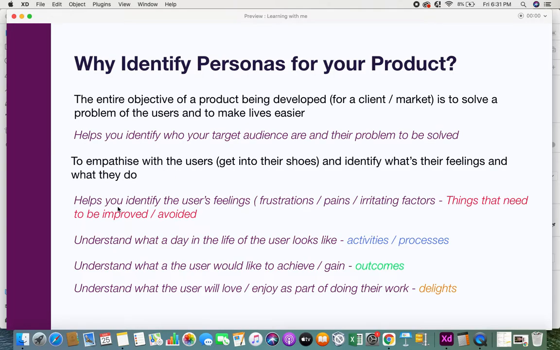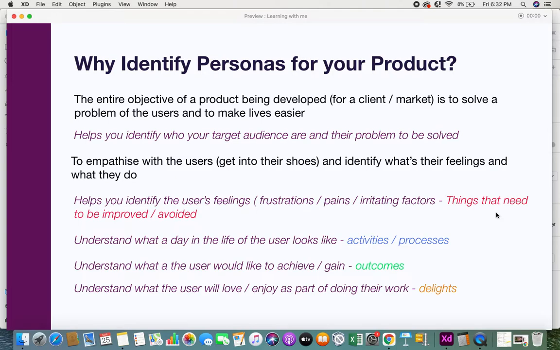Here's how. It helps you identify the user's feelings. When they do a job currently, maybe without an application or even with an application, they might have certain frustrations. They might not be able to perform certain things, which are their pains. There are also irritating factors, such as repetitive jobs being done when they can be automated. There can be so many factors that bring about frustrations, pains, and irritations. By identifying these things, you know what needs to be improved or avoided. Only when you understand your customer will you be able to empathize with them and get this information.